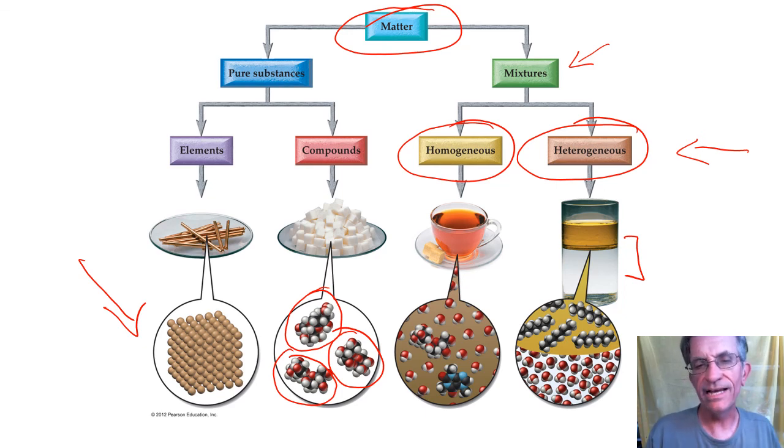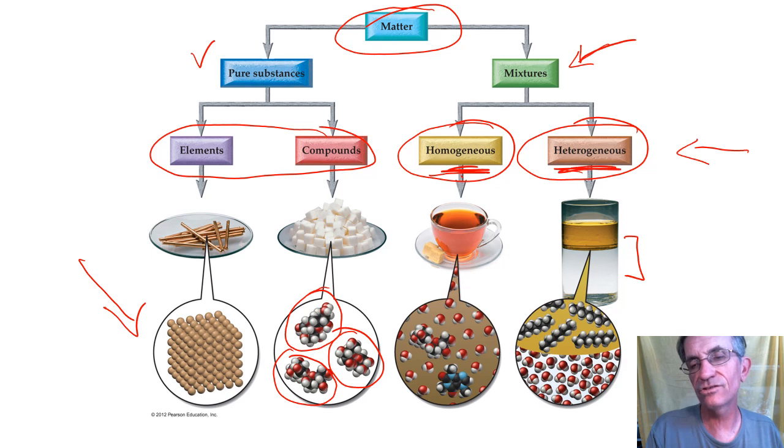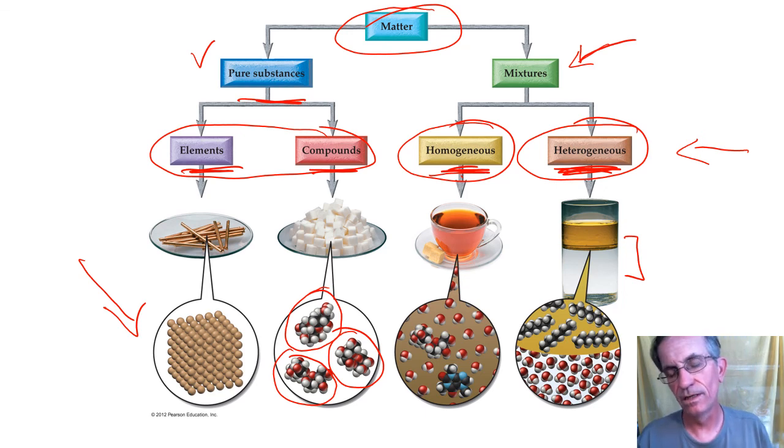All right. Now there's one term I didn't mention that's super important, which is that elements and compounds together are called pure substances. So there's 2 kinds of mixtures, homogeneous and heterogeneous. There's 2 kinds of pure substances, elements and compounds. All right, with that, that's it for our first lecture.